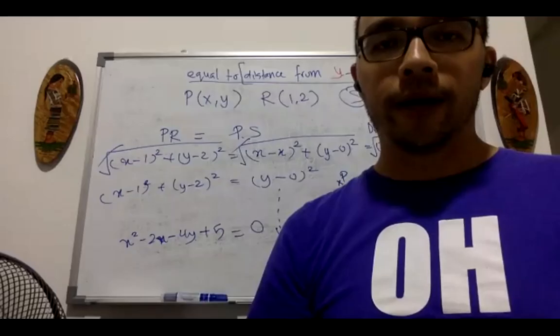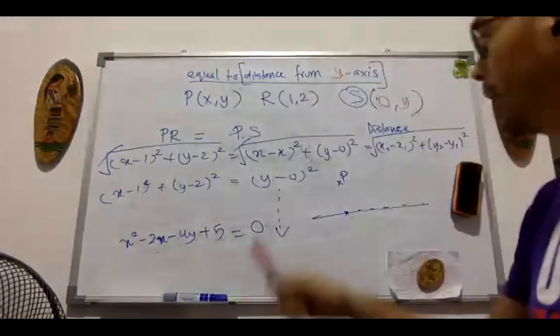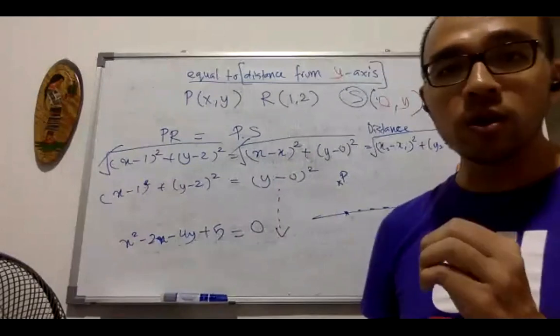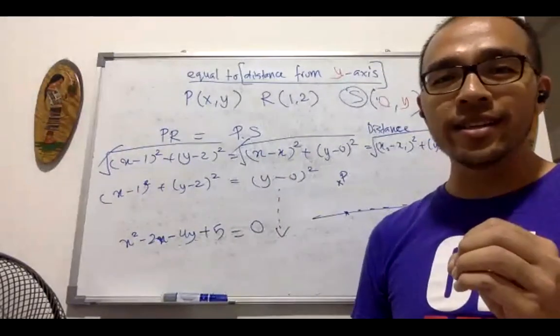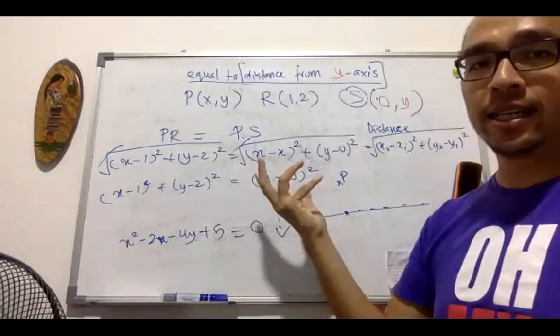Alright, so coming back, somebody asked me just now, what happens to the x minus x? X minus x is 0. 0 squared is 0. So the x minus x disappears.